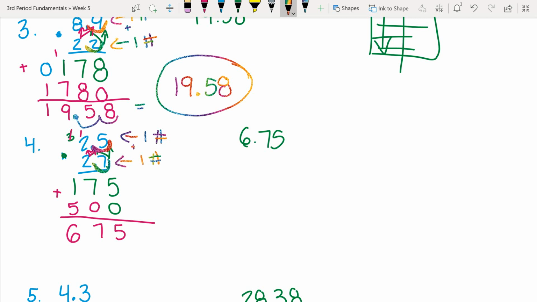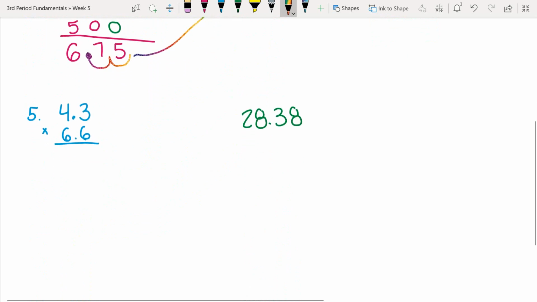So in our answer, we need to move to the left 2 loop-de-loops. And then we stop and draw our dot. And so that's how we get our answer of 6.75. Moving on to question 5, or what was question 5, technically from Thursday. We have 4.3 times 6.6, and we're supposed to be getting 28.38.